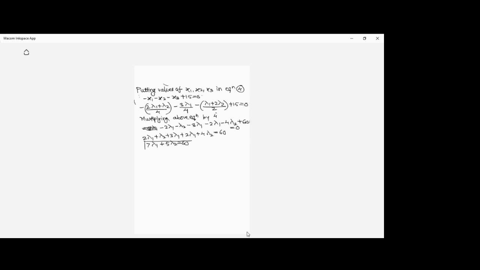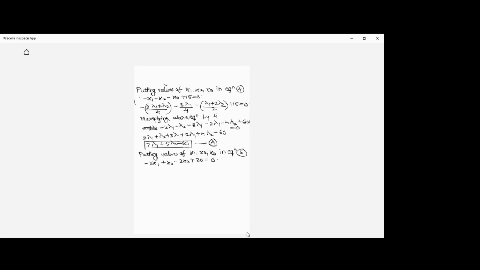So this is our first equation in terms of lambda 1 and lambda 2, and it is termed as equation A. Next step, putting values of x1, x2, x3 in equation 5. So equation 5, what we had was minus 2 x1 plus x2 minus 2 x3 plus 20 is equal to 0.